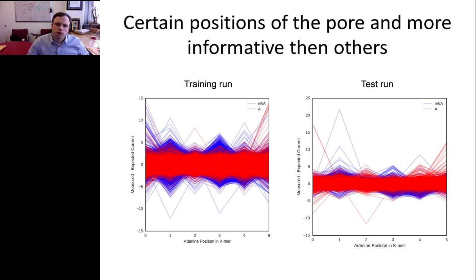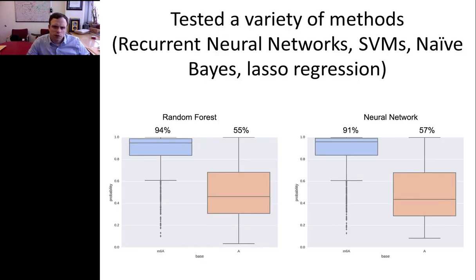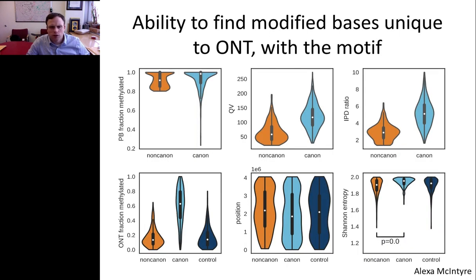And you can see certain positions as they move through the pore are more informative than others. So, for example, the fifth position you can see here is much more informative to differentiate m6A versus A from our data. And we've tried a variety of different machine learning methods to see which ones would be the most effective and gotten out to about 94% accuracy with some of the methods that we've tested. And what's really exciting is when we started comparing these to PacBio data, we could see there are known motifs for where you should see base modifications in these reference strains.